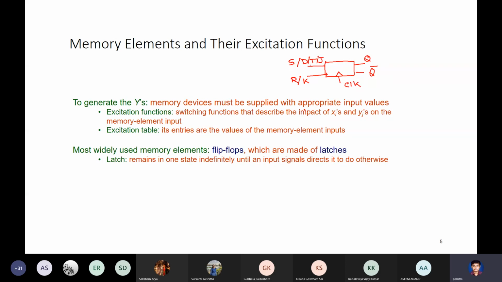Whenever an input changes, in the next following clock cycle the output will change. This change, depending on the input, is characterized in the following way. One is what is called an excitation function or characteristics function. This is either given as a truth table, or I'm writing it down as a Karnaugh map.